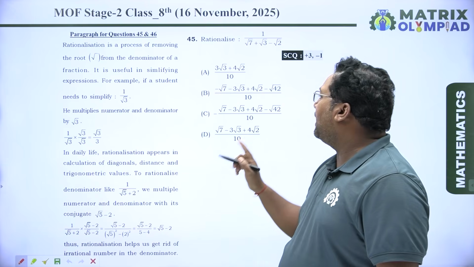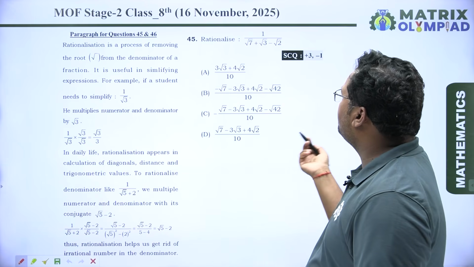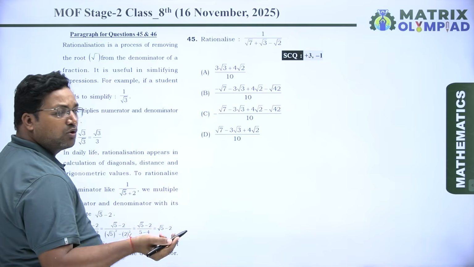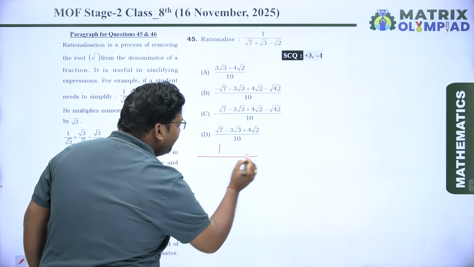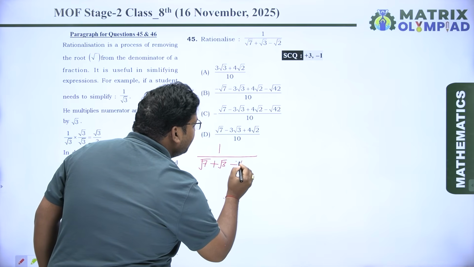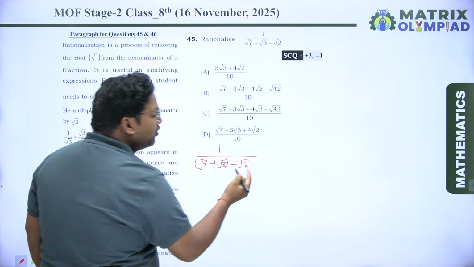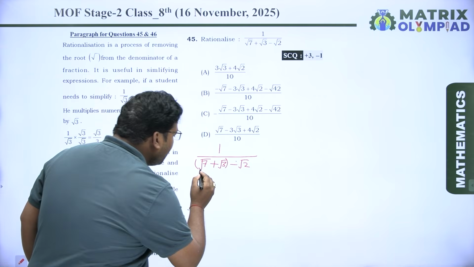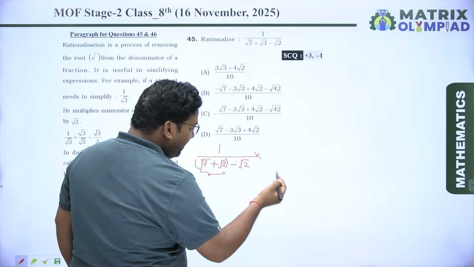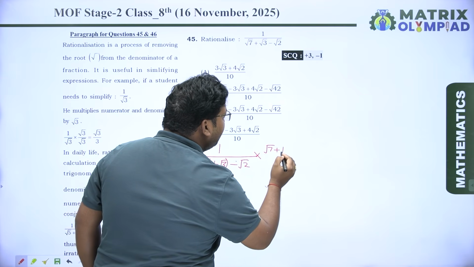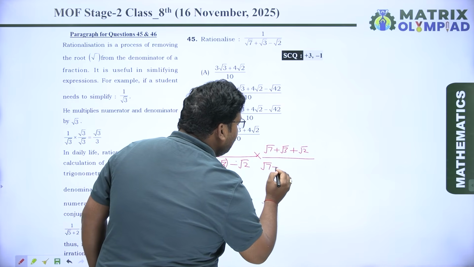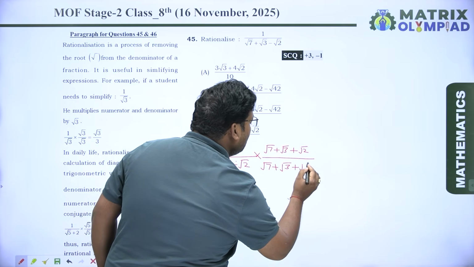Based on this paragraph, the first question is: rationalize 1 upon under root of 7 plus under root of 3 minus under root of 2. So first of all, we have to multiply by the conjugate. I take one number as this part and another number as this part. So we multiply numerator and denominator by under root 7 plus under root 3 plus under root 2 upon under root 7 plus under root 3 plus under root 2.